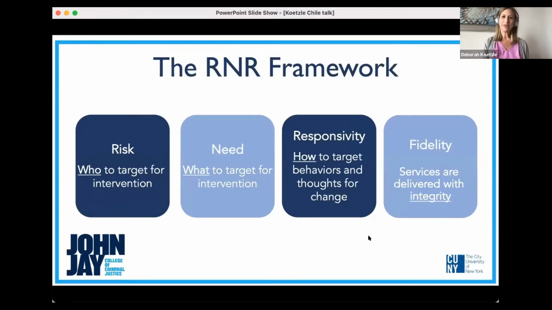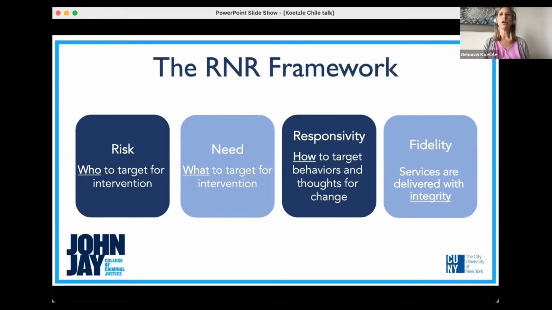The other reality, though, is that not all treatment is equally effective. There are some programs that are significantly more effective than others. And so it's not enough just to say, let's put people into a treatment program or some sort of treatment intervention. We really need to make sure that those programs are designed in a way that is supported by the research. And so I want to spend this morning talking to you about the risk need responsivity framework, or the R&R framework.